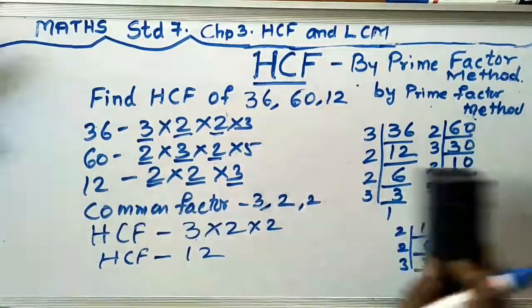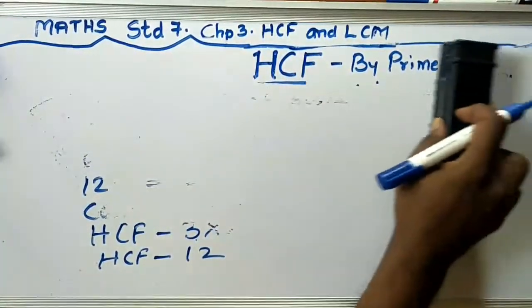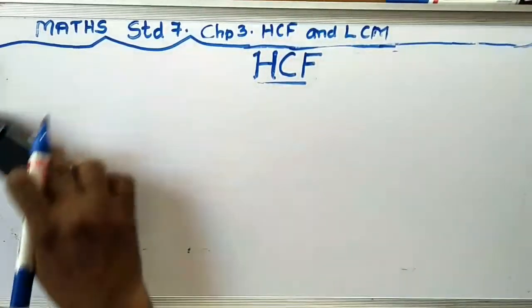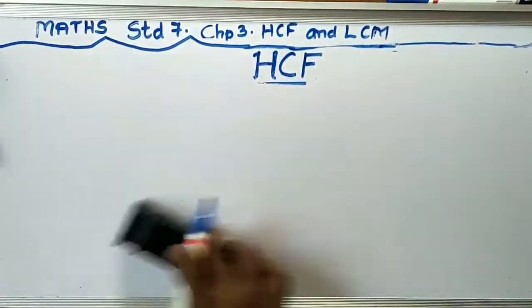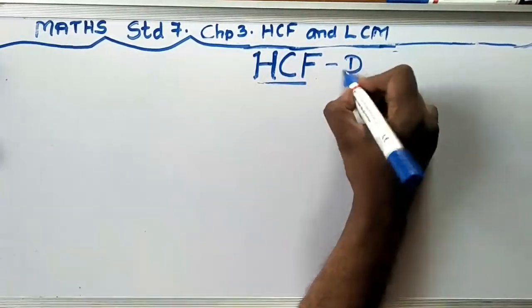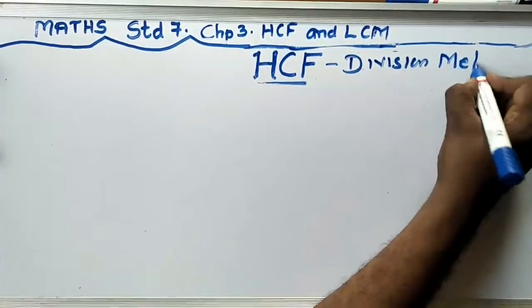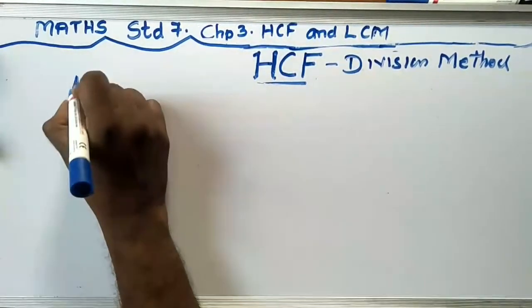Now let us find the HCF for other numbers by the division method. The one which we had done is the prime factor method. Now we will do the division method. HCF by division method. How to do it by the division method? Let's say the first question.